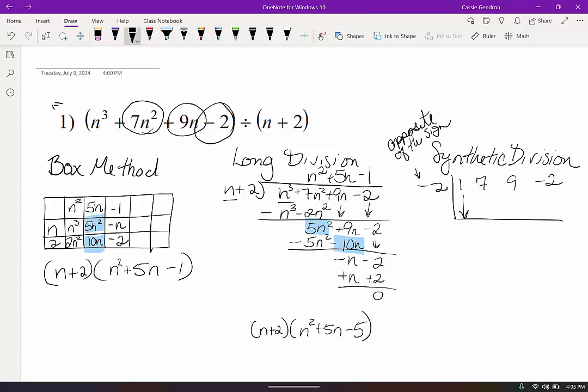The 1 gets dropped down. Negative 2 times 1 is negative 2. This becomes 5. Negative 2 times 5 is negative 10. This becomes negative 1. Negative 2 times negative 1, that becomes 2, and that is 0, leaving no remainder. So our answer is n squared plus 5n minus 1 times, this is a minus 1, and this is an n plus 2.